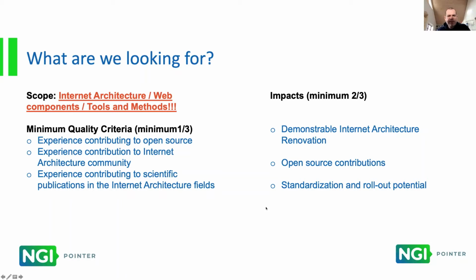On the impact, so this is 1 out of 3 is a minimum. On the impact, there's 2 out of 3. And we're looking for demonstrable internet architecture renovation. So what this means is that we are preferring workable code. So something that is operational, that is, you can execute the code, it runs somewhere, you can demonstrate it in some form or another. So we're not looking at PowerPoint or paperwork.